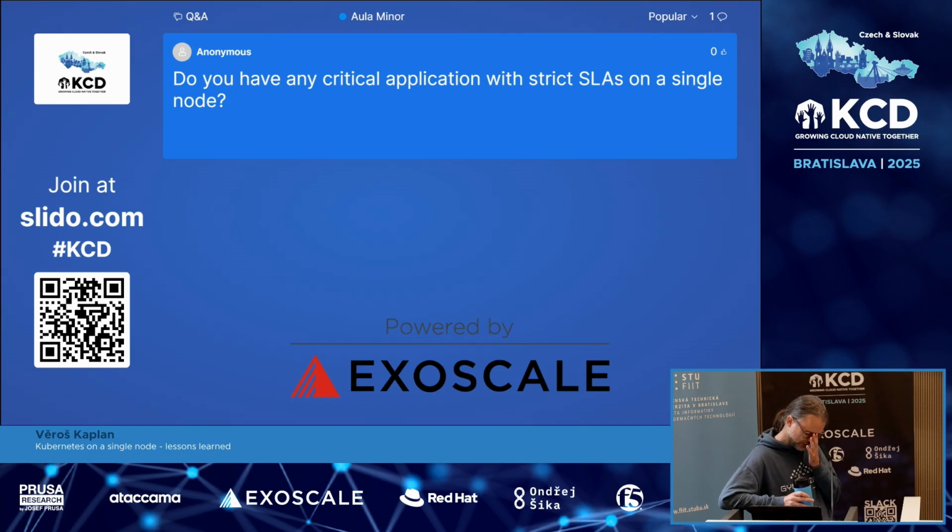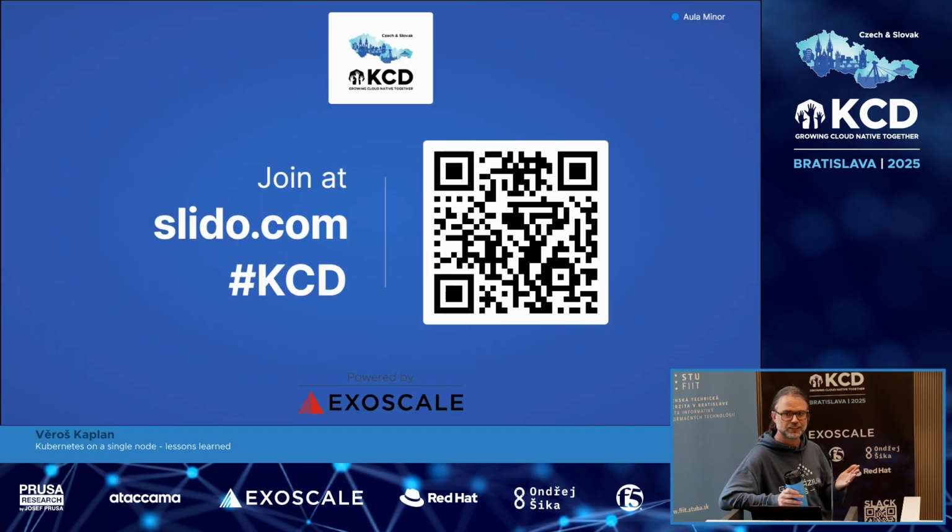It's the customers' choice, what they should do. So we don't have any critical SLA on a single node. It doesn't make sense. When you have a critical SLA, you usually don't run on a single node. Or you can be Chuck Norris and you can do that. But I have heard that Chuck Norris has more than 100% availability.